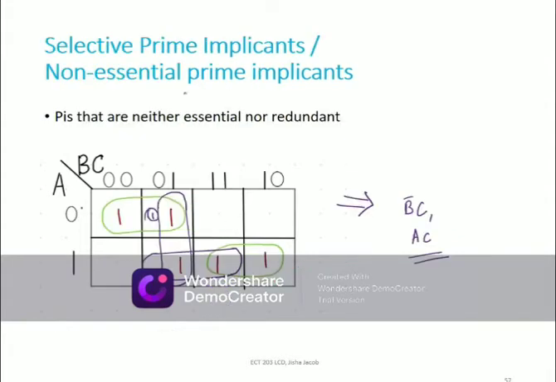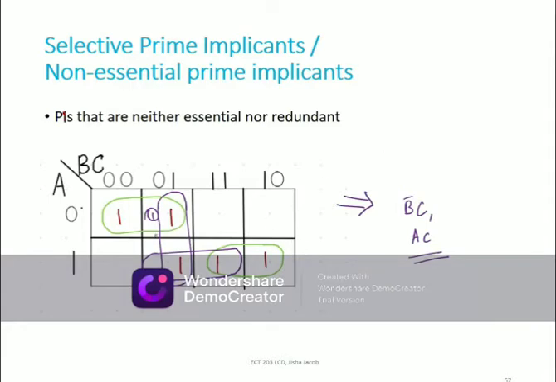Selective prime implicants are also referred to as non-essential prime implicants. These are prime implicants that can be either selected or not; they are neither essential nor redundant. What do I mean by that?